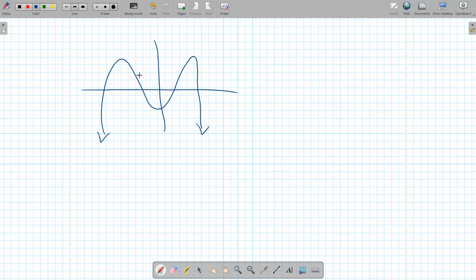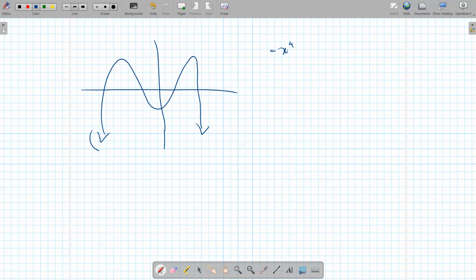So here, this is 1, 2, 3. 3 turning points, it's x to the power 4. Is it positive or negative x to the power 4? It's positive if it opens up. It's negative if it opens down, just like a quadratic. Is it opening up or down? Down. So this is going to be a negative degree 4 polynomial, okay?